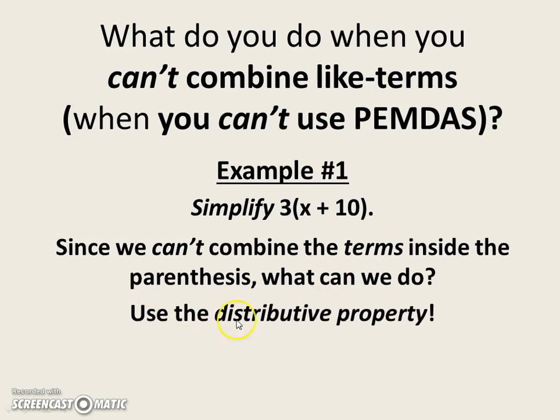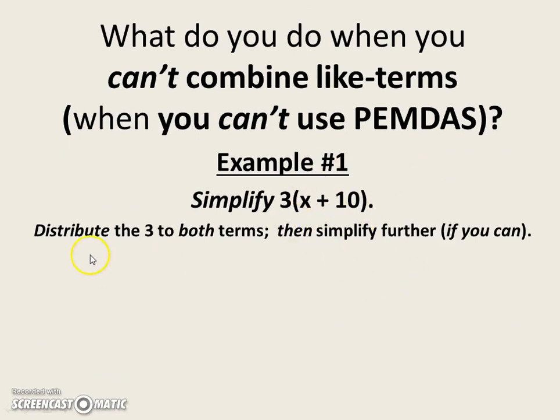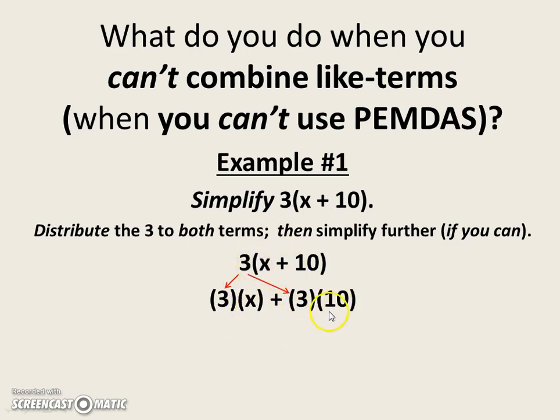Well, here's where the distributive property really comes in handy, because you can see x plus 10, we can't combine those two terms. Nothing we can do to put them together. So how can we simplify them? What we can do is distribute the 3 to both terms and then simplify further if we can. So we're going to distribute that 3 to both terms inside the parentheses. Both terms, 3 times x plus 3 times 10. So we distributed the 3 to both the x and the 10.